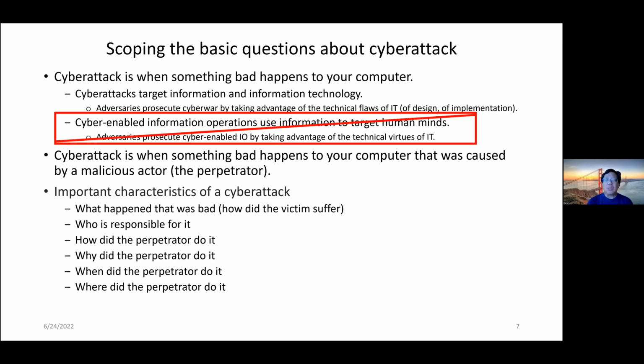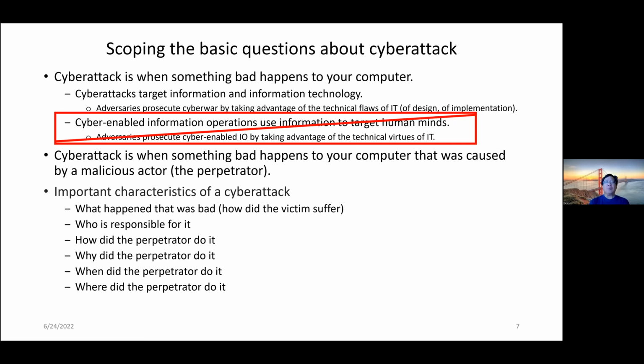We're really, but just so you know, people also put cyber attack increasing. There's a lot of increasing discussion about cyber attack as including information operations, propaganda, misleading information, and so on. And then this question of when something bad happens to your computer, we really mean that it's something bad that happens to your computer that was caused by some malicious actor that I'm going to call the perpetrator.